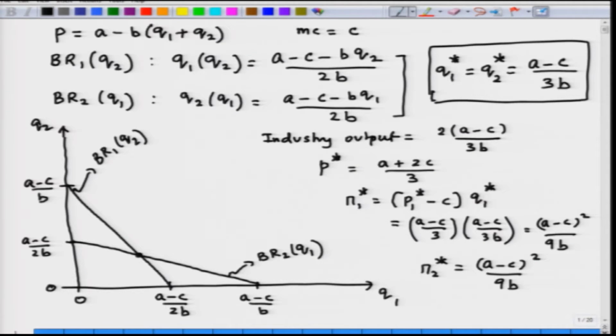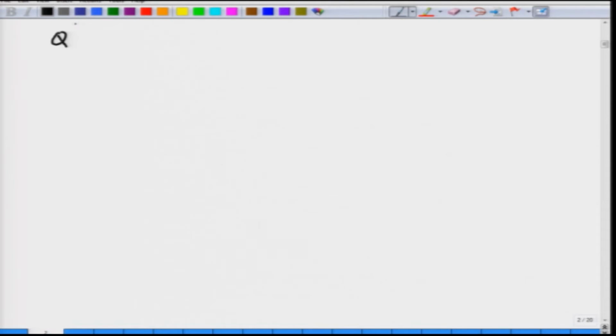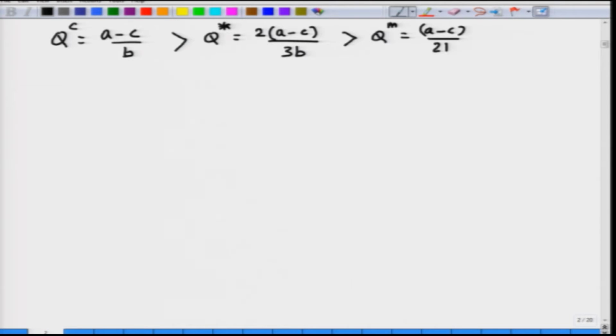And before we ask whether industry profits are maximized or not, let us look at how consumers perform in this Cournot market compared to the competitive market and the monopoly market, and how the producers perform. So, the competitive level of output, which is (A minus C) by B, is greater than the total industry output under Cournot, which we just computed as 2 times (A minus C) by 3B, and that is greater than the monopoly output, which is (A minus C) by 2B. Right. So, that is obtained by doing a simple comparison of the total quantities that are produced in each one of these markets.